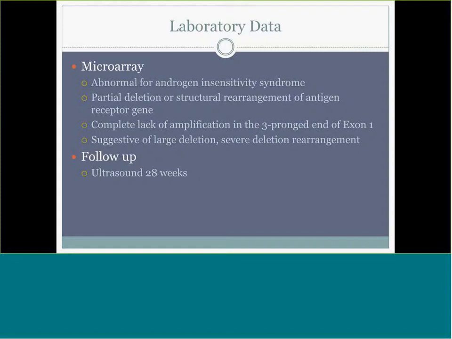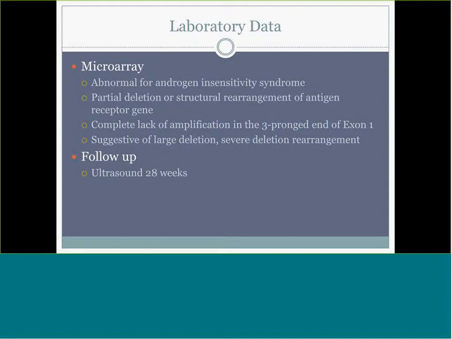The workup that we did, and actually Meg ordered it, was a microarray, which came out abnormal for the androgen receptor, a partial deletion of the receptor gene and complete lack of amplification of the 3' end of exon 1. So this was suggestive of a large deletion and a severe rearrangement. So this was androgen insensitivity, which was really concerning because most of the androgen insensitivity we see is complete androgen insensitivity. Those are really easy to manage. They have female genitalia, they have female gender identity, no problems. This was an ambiguous baby, and that made it much more difficult to figure out the gender, and there are changes that happen as they go through puberty.